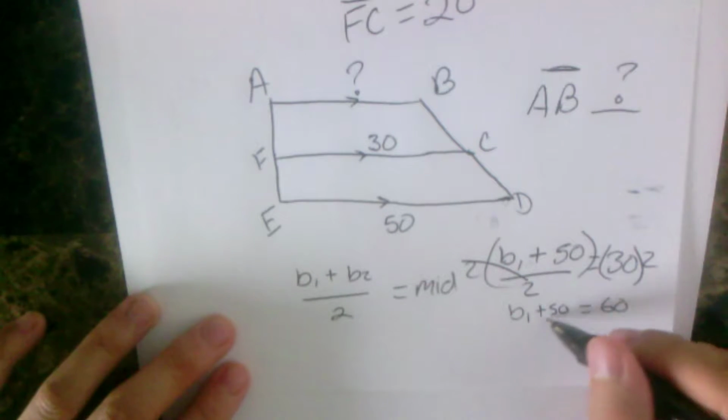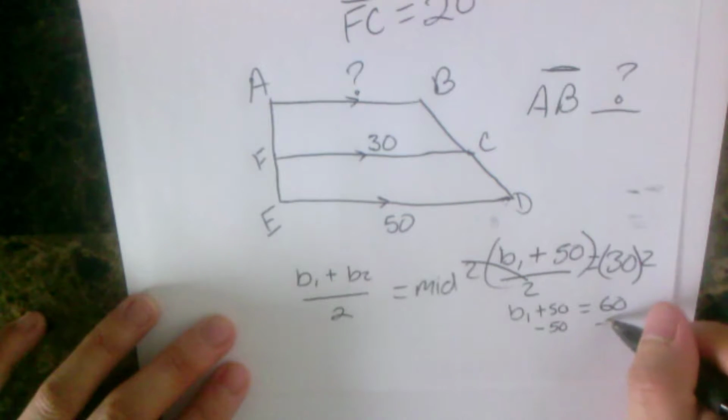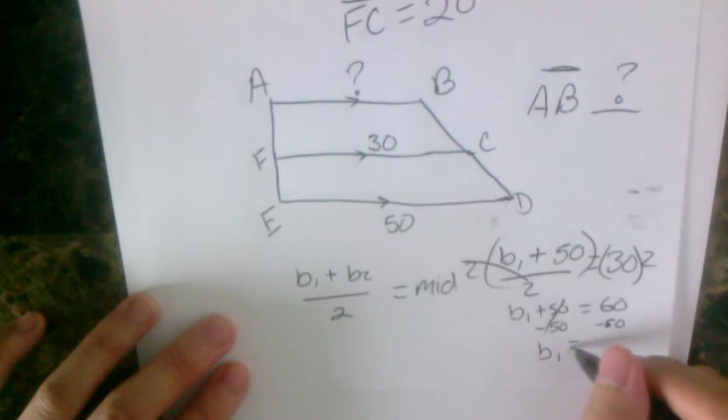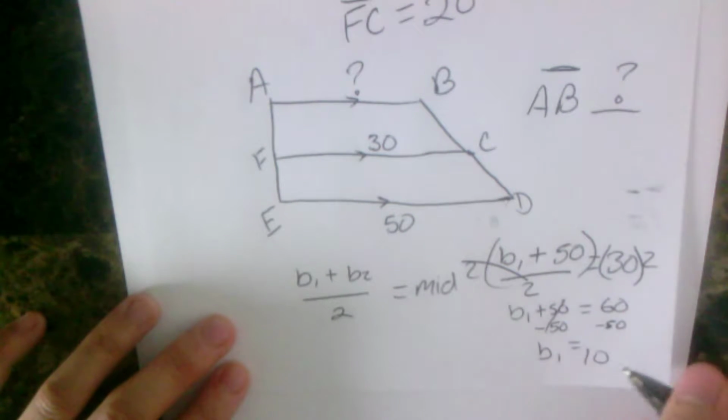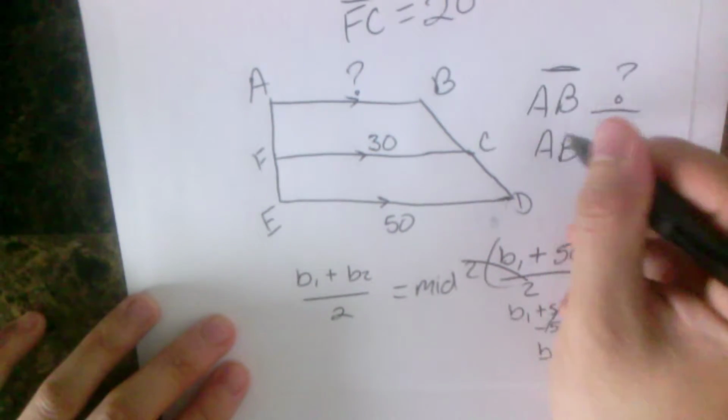To get B1 all alone, I just need to get rid of plus 50. To get rid of plus 50, we subtract 50. Ooh. Okay, well, that's kind of sloppy. But B1, 50 minus 50 is 0. And then 60 minus 50 is 10. So B1, way up here, must be 10.